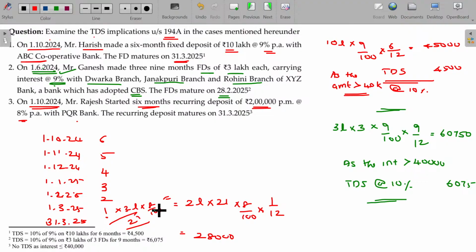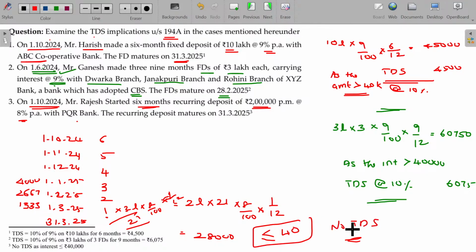1 month, 2 lakhs into 8% per annum into 1/12. 16,000 divided by 12 per month. 1,333, 2,667. Here 3,990 or 4,000 rupees. That's how you can calculate and sum this. Your choice. Now this value is less than or equal to 40,000 rupees. So no TDS is applicable here. No TDS is applicable. Clear?